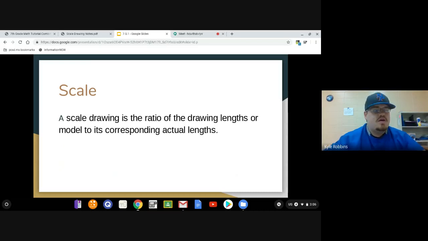For example, just a few examples: if you got your house and on your blueprint you got 1 inch of the house equals 1 foot in real life. So every inch of the drawing is 1 foot in real life.